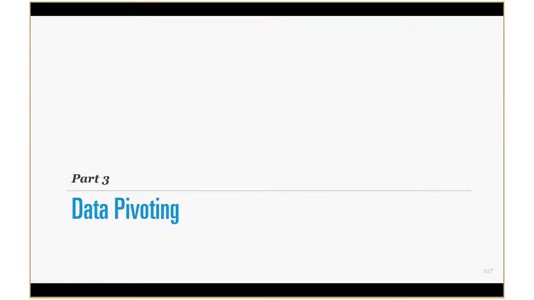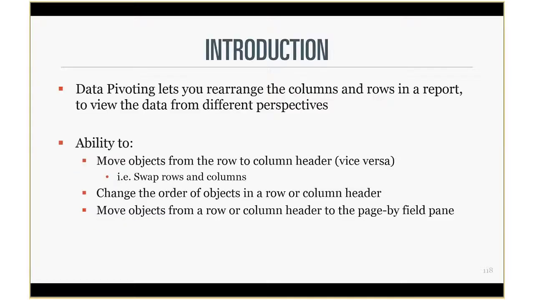So let's move on to the next report data manipulation, that's data pivoting. Most of you are analysts or you work in and out of Excel, and pivoting is not something new for you. So, what does pivoting do? It just helps you rearrange the columns and rows in a report to view data from different perspectives. That is, you can move objects from a row to a column header or vice versa. You can change the order of objects, or you can move them to the page by field pane, which we just did.